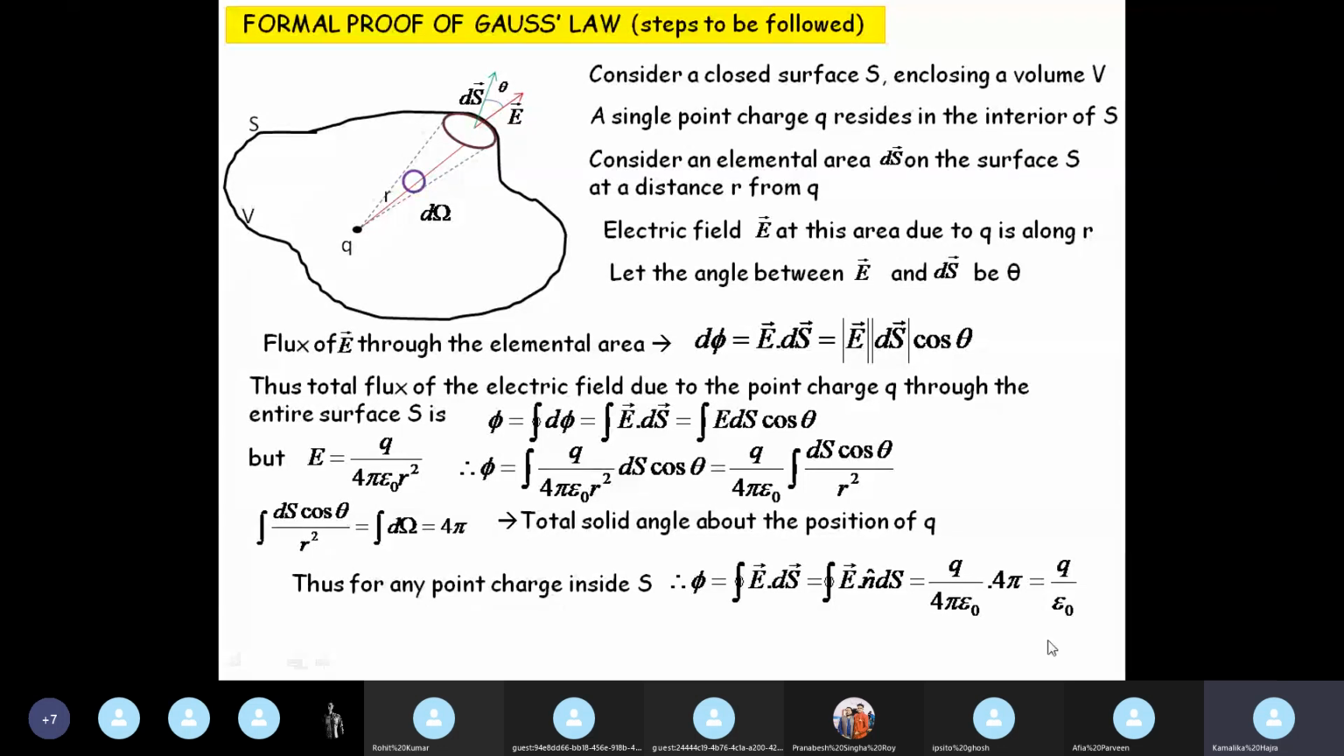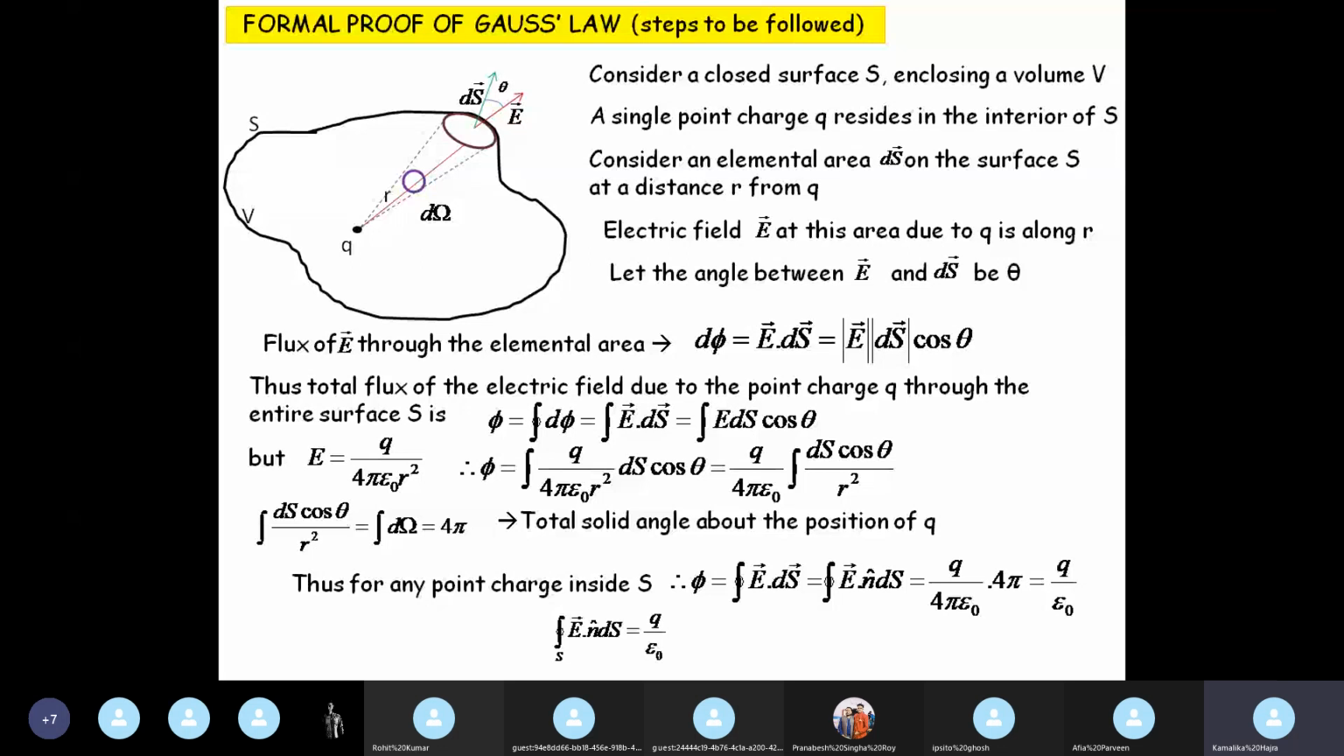Remember in the qualitative discussion also, in the earlier slide we had obtained the flux is equal to Q by epsilon naught. So we can write, for a single point charge inside the enclosure with surface area S, E dot n cap ds, which in other words is the flux, is equal to Q by epsilon naught. Now don't think that Gauss's law ends here. When you are asked to prove Gauss's law in the exam, please don't end your answer here because it is incomplete. Why?